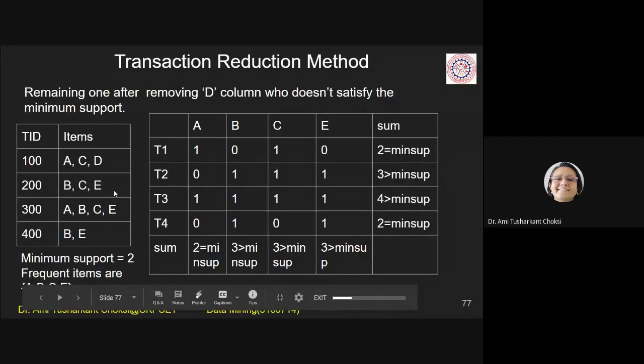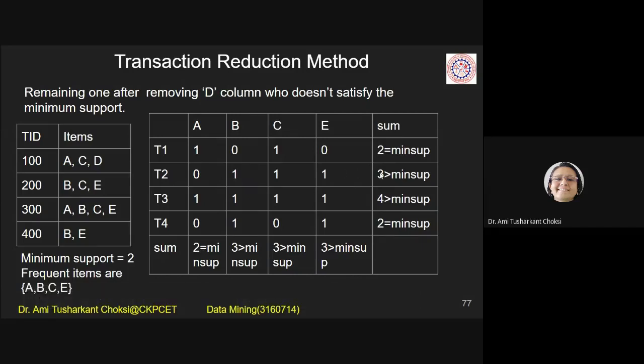B, C, E. So for B, C and E we are putting 1. What is the horizontal total? That is 1 plus 1 plus 1, that is 3, which is greater than minimum support. Fine. What about T3? A, B, C, E. For each and every item we have put 1. When we total row wise, we are getting 4, which is greater than minimum support. Let us go to T4.